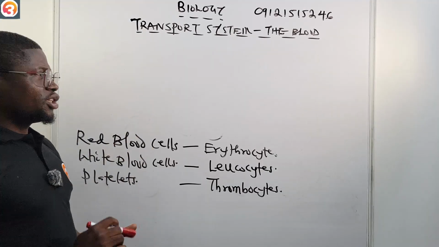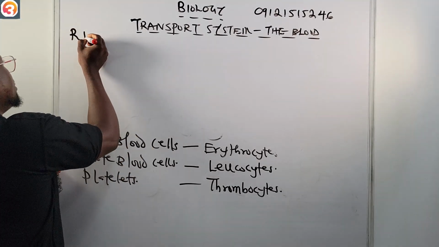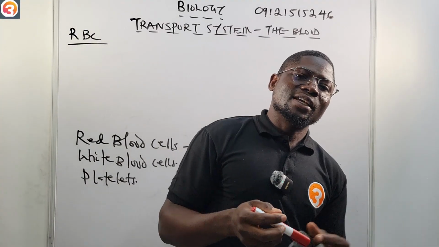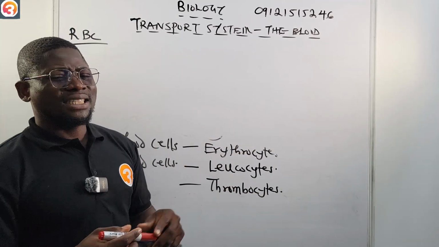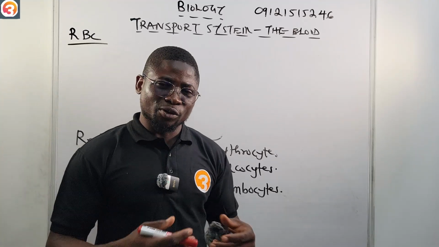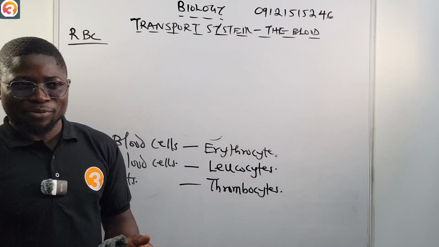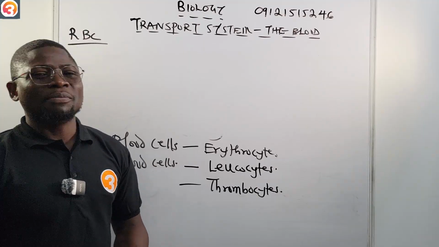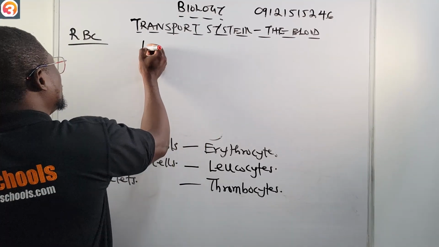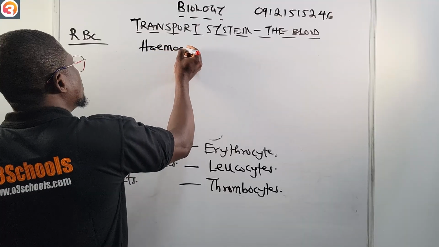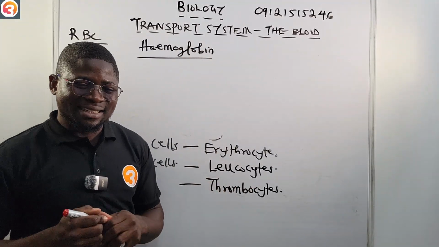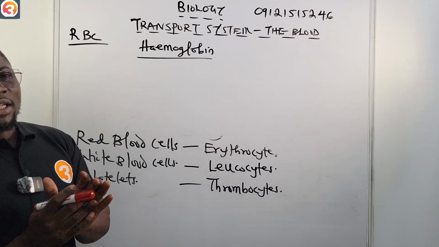So now let's talk about the red blood cell, the RBC. And obviously, as you can see, it's red. The red blood cells impart the red color on the blood. That's why the blood is red, because of the presence of the red blood cells. And why are they red? Because they have a pigment called hemoglobin. This hemoglobin is what imparts the red color on the blood.